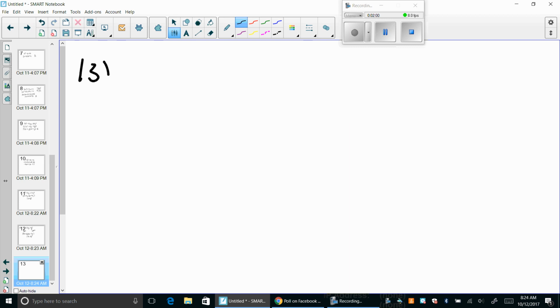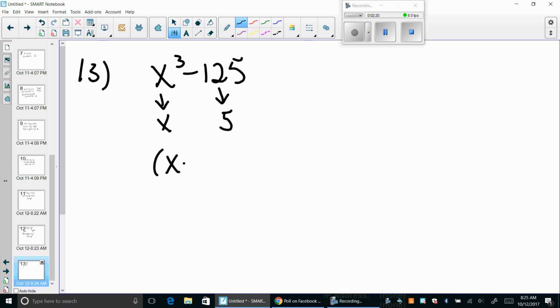Number 13. x cubed minus 125. So now we're at our difference. This is a subtraction, difference of cubes. So what you've got to figure out is what is being cubed. To get x cubed, I'm cubing x. To get 125, I'm cubing 5. So this factors to x minus 5. Your first sign is the same as the problem.